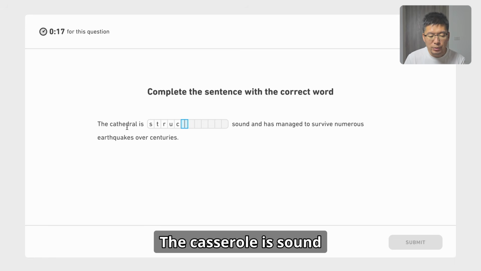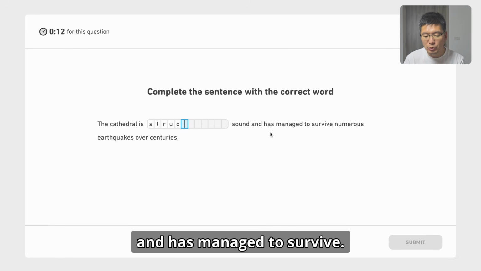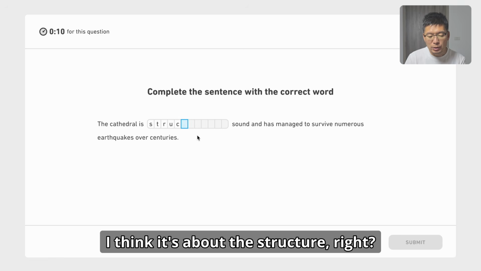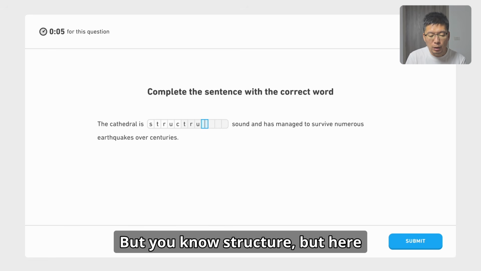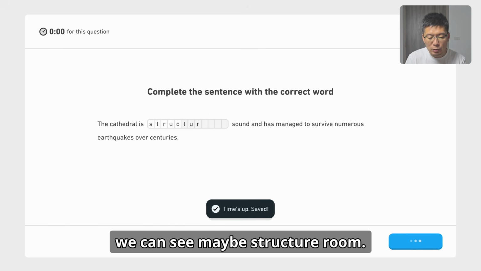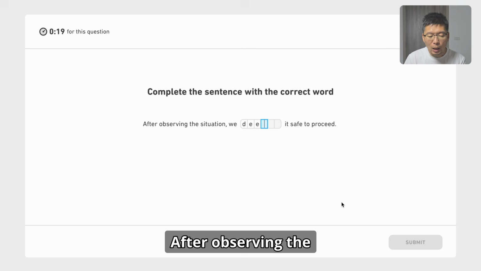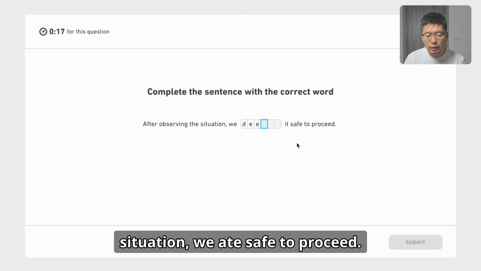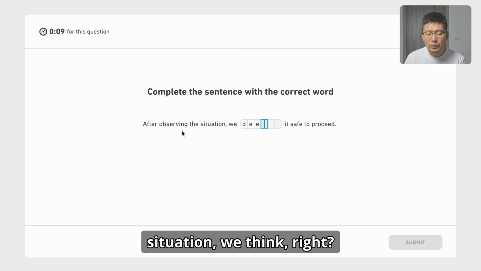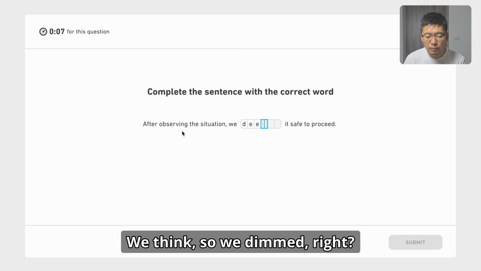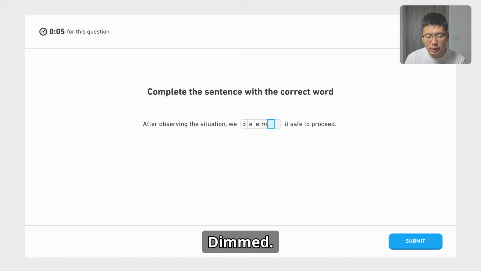The casserole is sound and has managed to survive. I think it's about structure, right? Structure. But here we can see maybe structure room. After observing the situation, we ate safe to proceed. So it's about after we see the situation, we think, right? We think. So we deemed, right? Deemed.